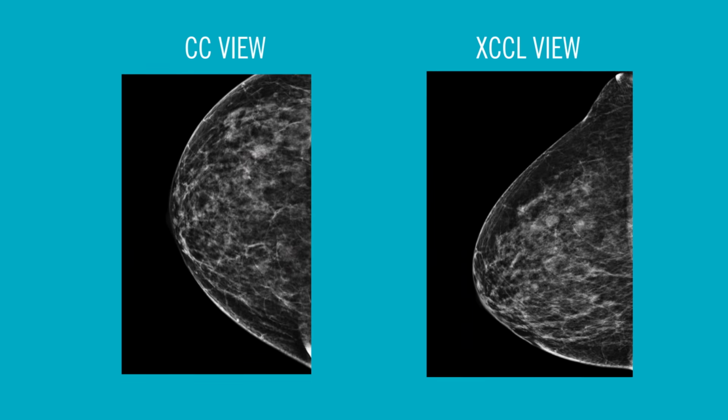Here you see a CC view on the left and an XCCL view on the right. Notice the greater amount of posterior and lateral tissue included on the XCCL image.